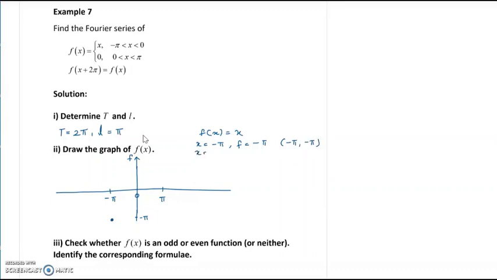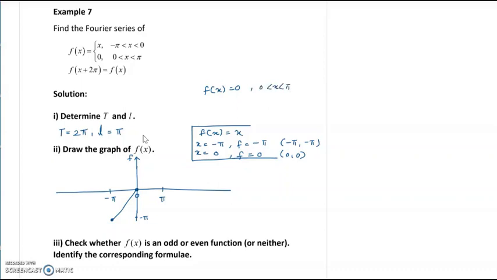When x equals 0, on the right interval we have f equals x, so the pair would be 0, 0. So we have one more node here. We know that this is a line, so we just connect these two nodes, and we have a straight line over there. And then for the second interval, we have f(x) equal to 0 in the range of 0 to pi. So this is straightforward.